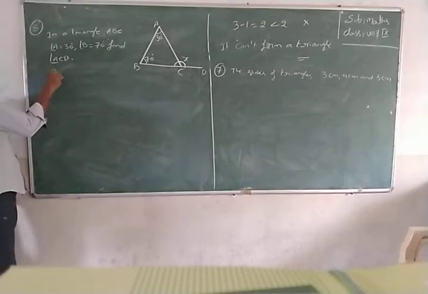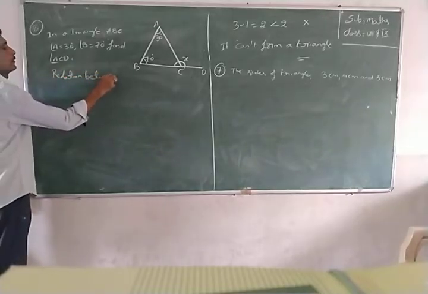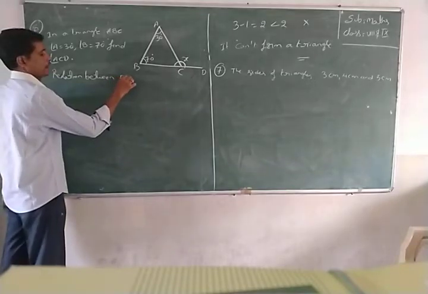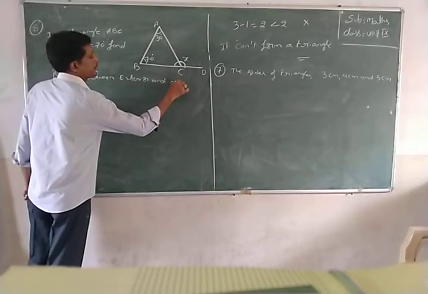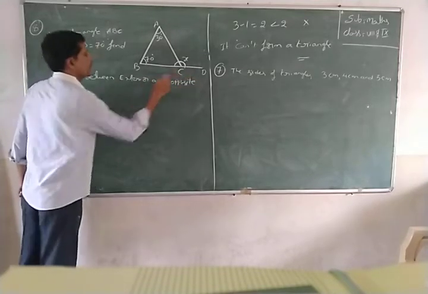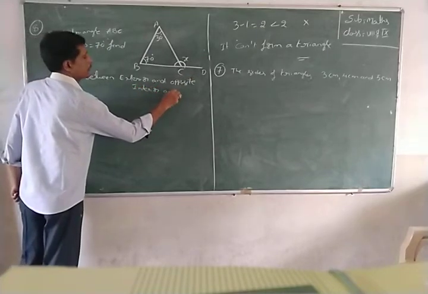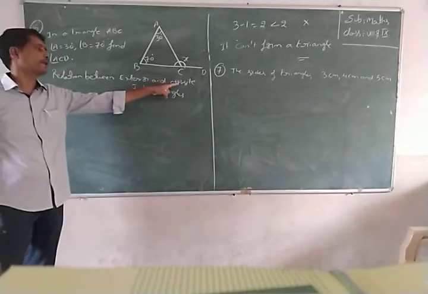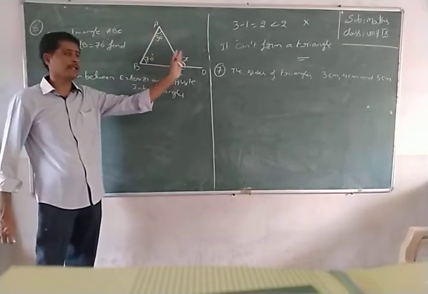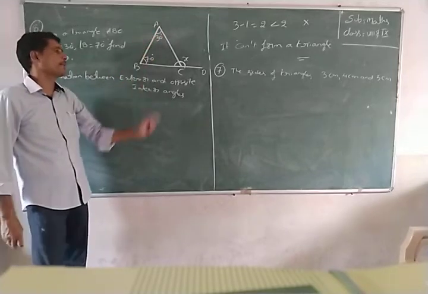Otherwise, use the relation between the interior angles and exterior angles, already discussed in the previous class. The relation between the exterior angle and opposite interior angles. Here angle ACD is the exterior angle. Therefore, what are the opposite interior angles? Angle A and angle B.